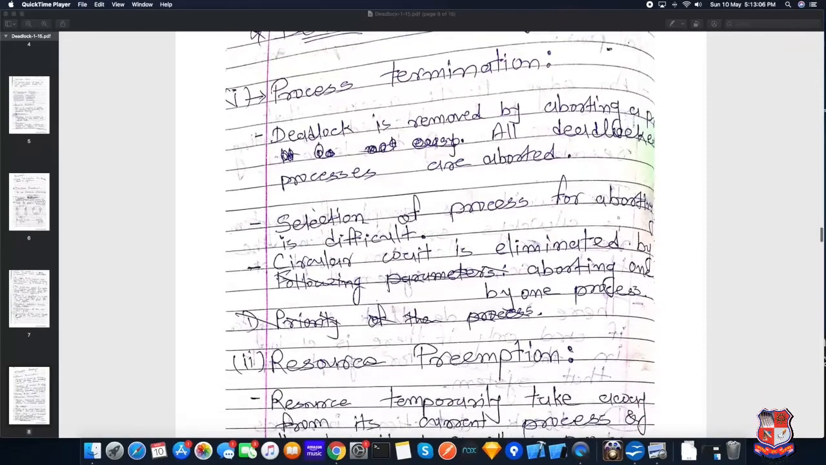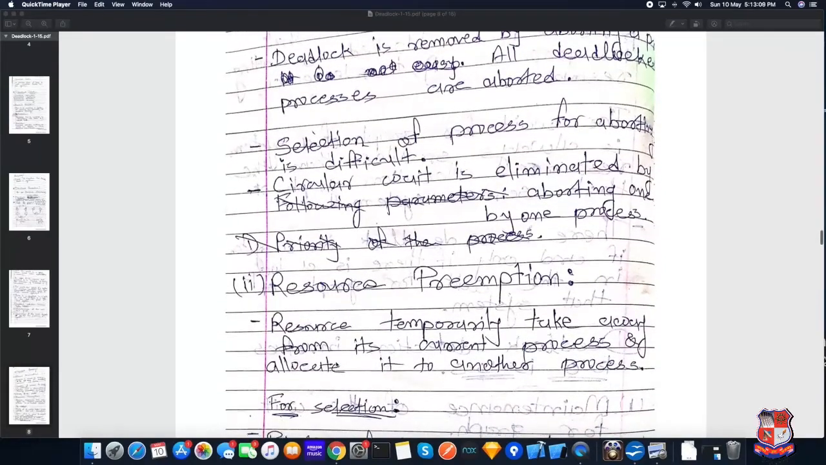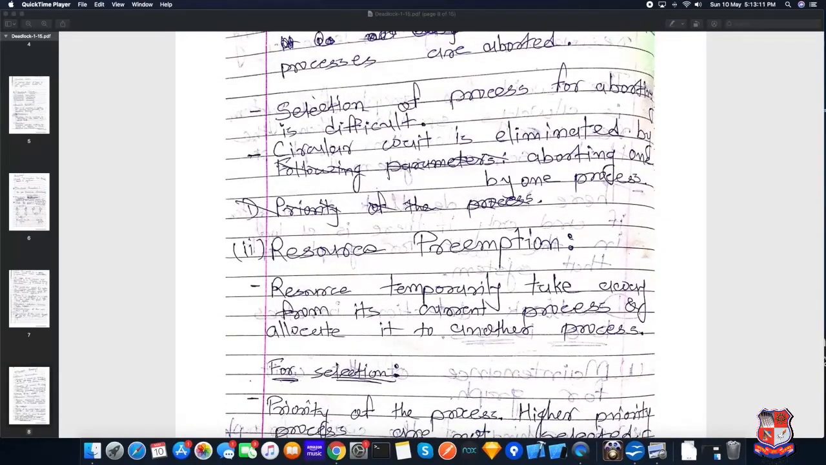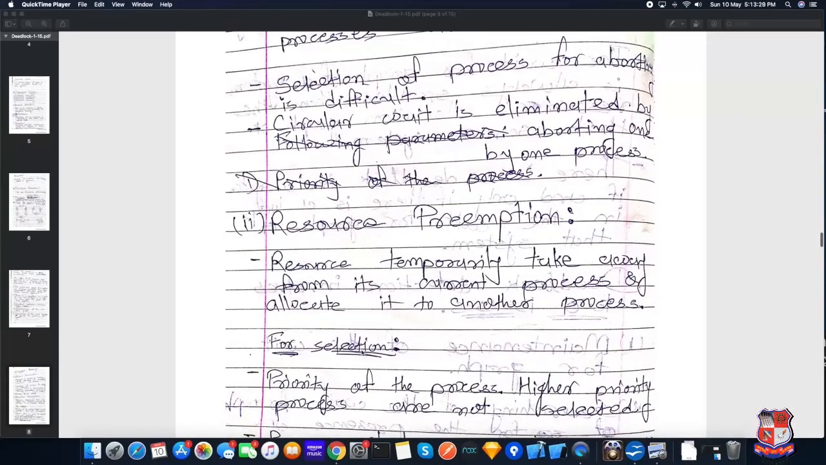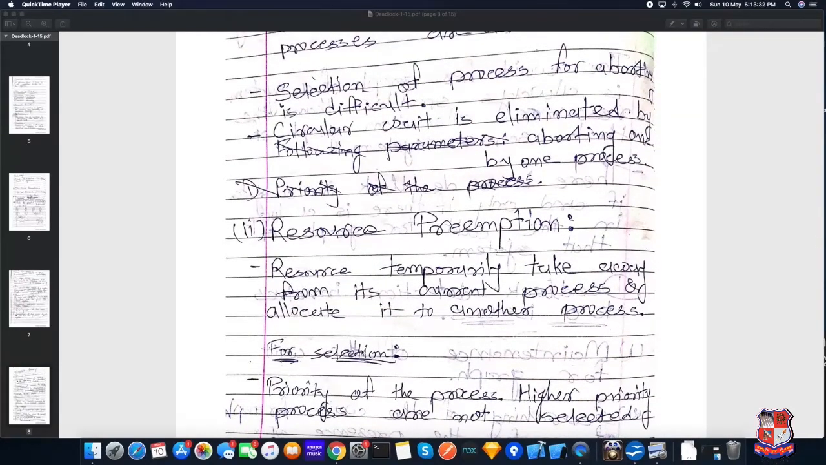Then the second one is resource preemption. Resource preemption means a resource is temporarily taken away from the current process, and the system allocates the resource to another process. So it is called resource preemption. Then the main basic issue is the selection of the resource for the resource preemption.